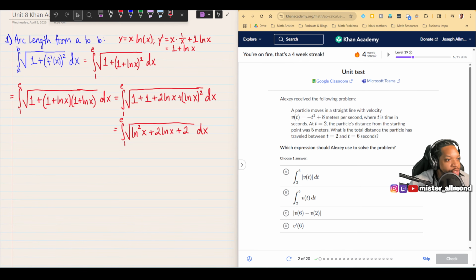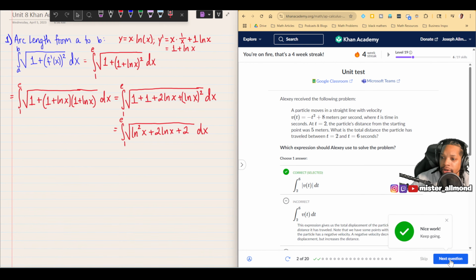Okay, well, I'm going to say A. The reason I think it's A is because if we integrate velocity, you get displacement. But since it's the absolute value of displacement, that is total distance traveled from 2 to 6. Yeah, that should be it. If it's not, I'd be shocked. Let's see. Okay, bet.